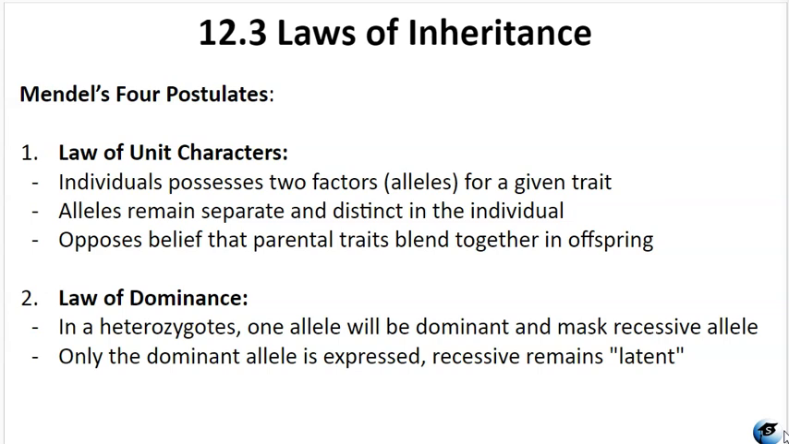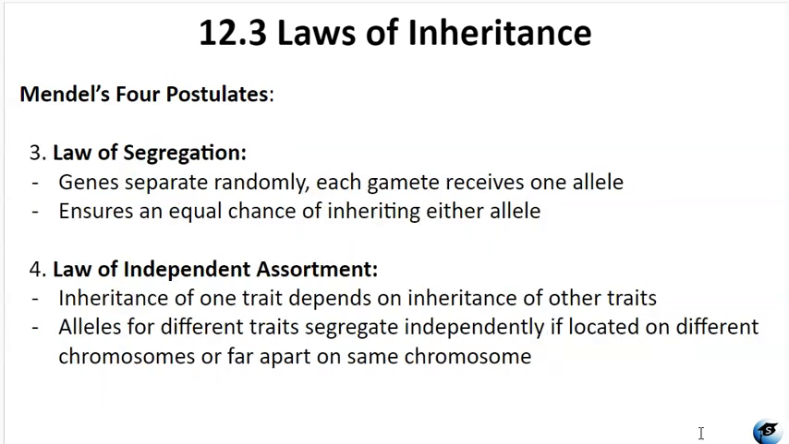The second one, the law of dominance, states that in a heterozygote, one trait will conceal another trait for the same characteristic. Only the dominant allele is expressed, while the recessive allele remains latent but can be passed on. Offspring need 2 copies of the recessive allele to express the recessive trait. However, researchers have discovered that the law of dominance is not always applicable.